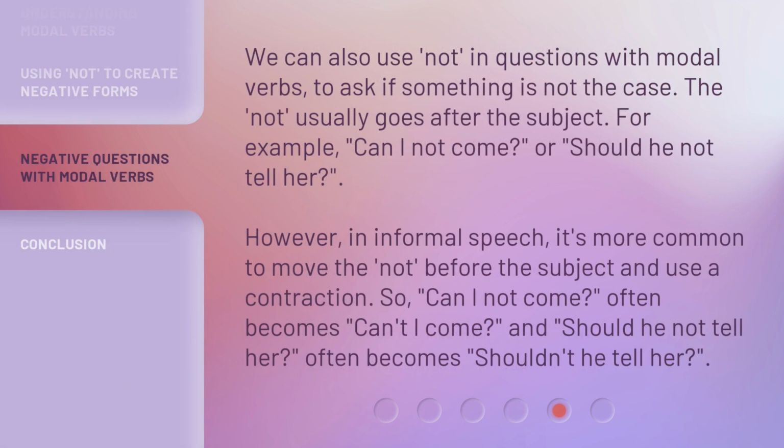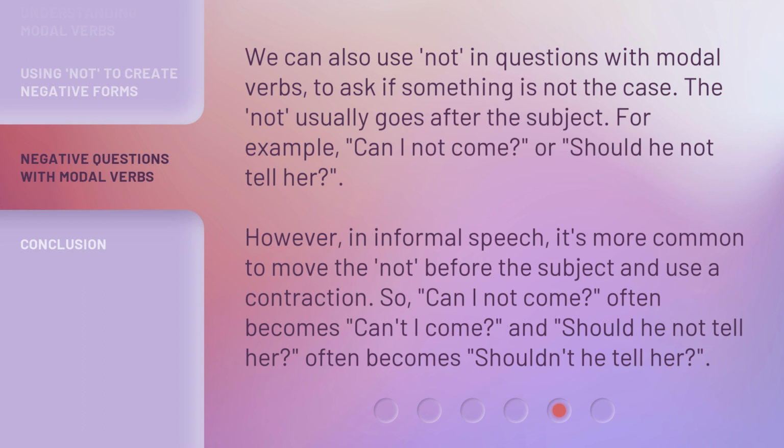We can also use not in questions with modal verbs to ask if something is not the case. The not usually goes after the subject. For example, can I not come? Or, should he not tell her?